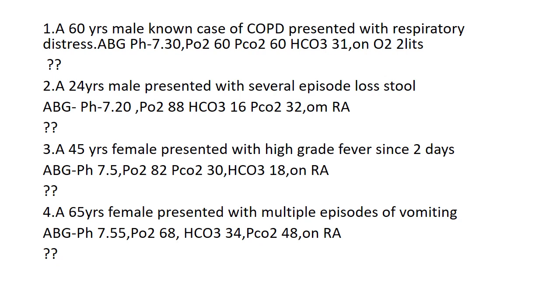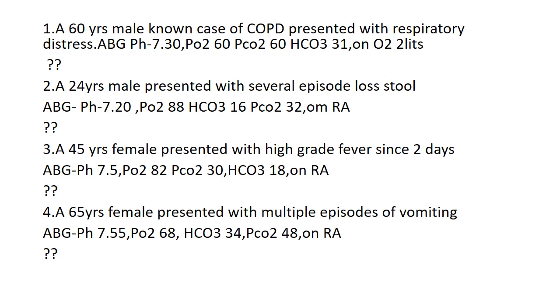So we have a 60 years old male, a known case of COPD, who presented with respiratory distress. His ABG is showing pH 7.3, so it is acidotic, less than 7.4. Now you see the bicarbonate and CO2. CO2 is 60, that is high, and bicarbonate is also high, that is alkalosis. So CO2 is on the acidic side, and pH is also less than 7.4, that is also acidotic. So the primary problem is respiratory acidosis, along with compensatory metabolic alkalosis. Okay, and the PO2 is also low, so the patient is also having hypoxemia.